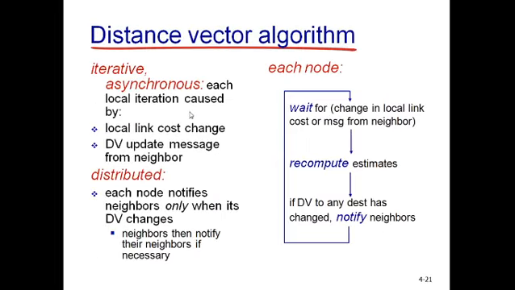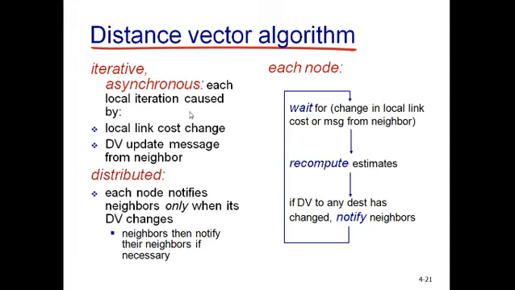So the distance vector routing algorithm is iterative, distributed, and asynchronous. Each local iteration is caused by a local link cost change or a dv update message from neighbors. It is distributed: each node notifies neighbors only when its dv changes, as I told you in the last slide. Neighbors then notify their neighbors if necessary.